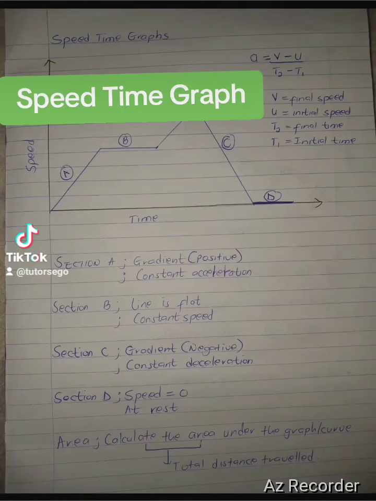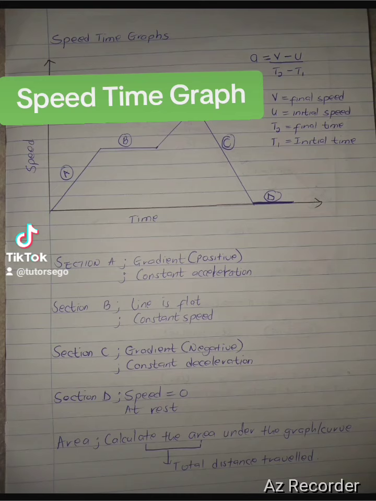This one is a speed time graph. This particular speed time graph has all the different sections in one graph, okay? So you need to understand each and every single one of them. So let's just start with section A.